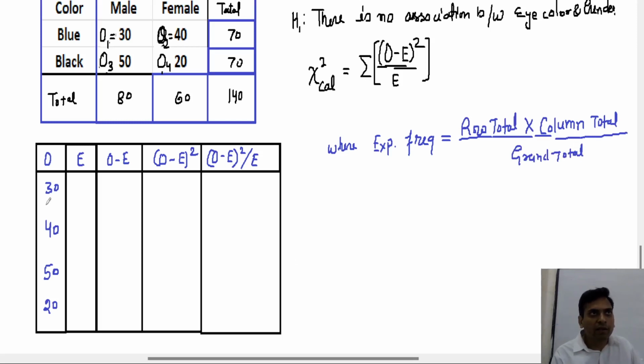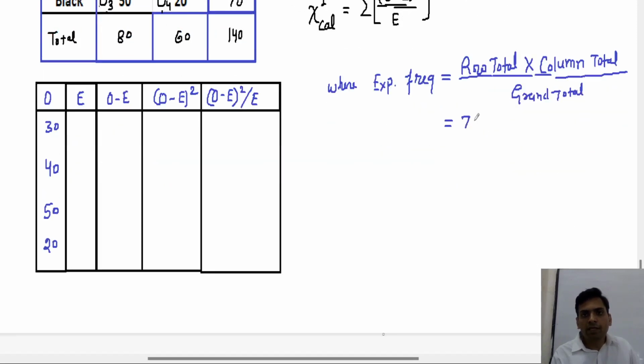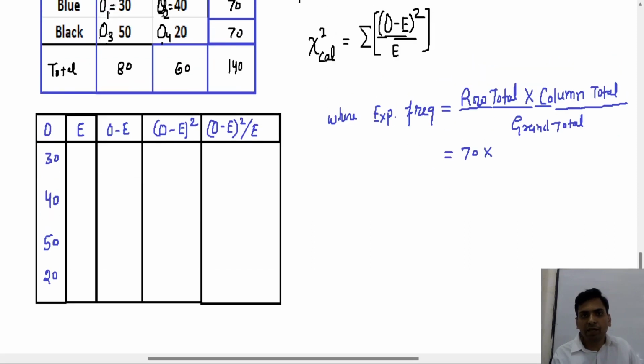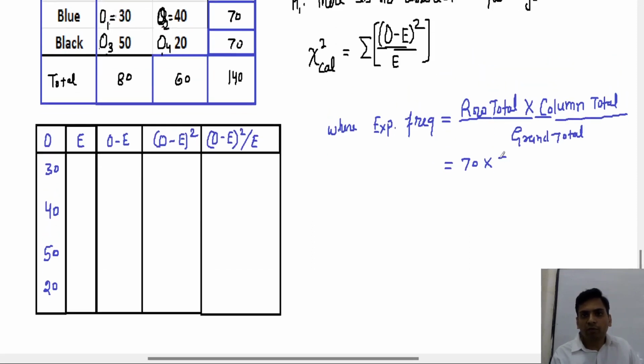So for this 30, row total is 70. For this, row total is 70 and column total is, okay sorry, this is 80, and grand total is 140. So this is equal to how much? 70 upon 140 is 1 by 2. So 80 upon 2, that is 40. So expected frequency is 40, first one. And now for second, this 40, what is expected frequency?